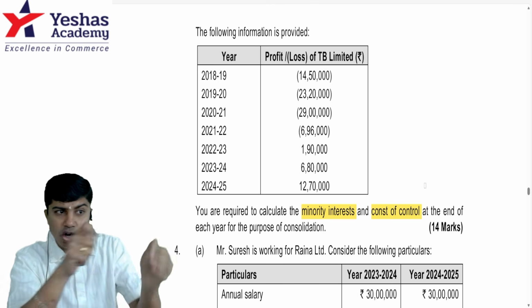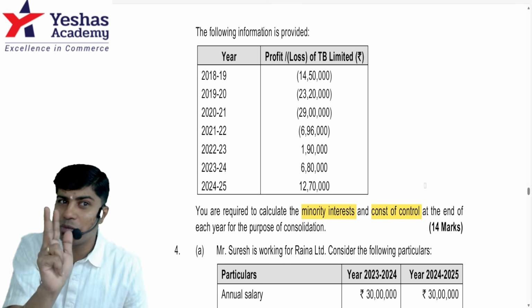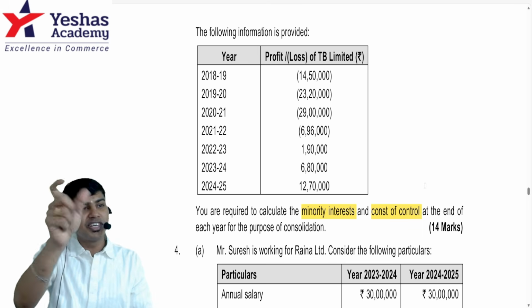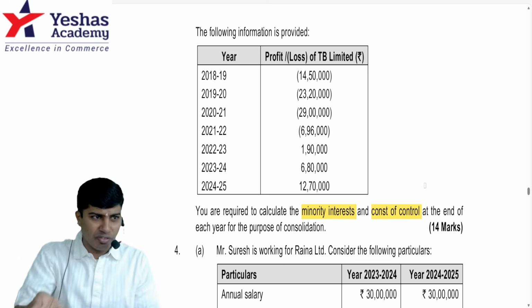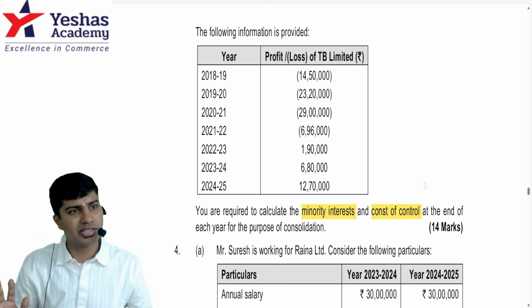For every year, the cost of control analysis will be the same. For every year, the pre-acquisition reserve will be the same. The post-acquisition reserve will keep increasing or decreasing because of the additional profit or loss in every added year, and that will keep changing the minority interest. Understood?